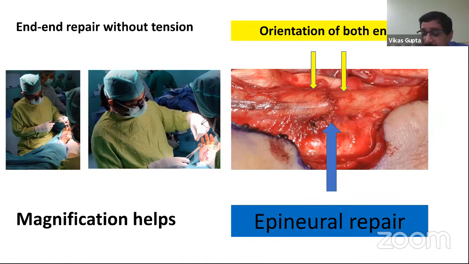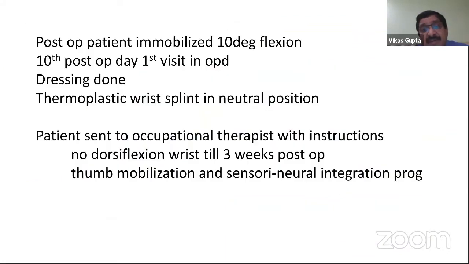After surgery, the patient was immobilized in 10 degrees of flexion, and a below-elbow slab was given. On the 10th post-op day, at the first OPD visit, the dressing was done and a thermoplastic splint was given in neutral position.